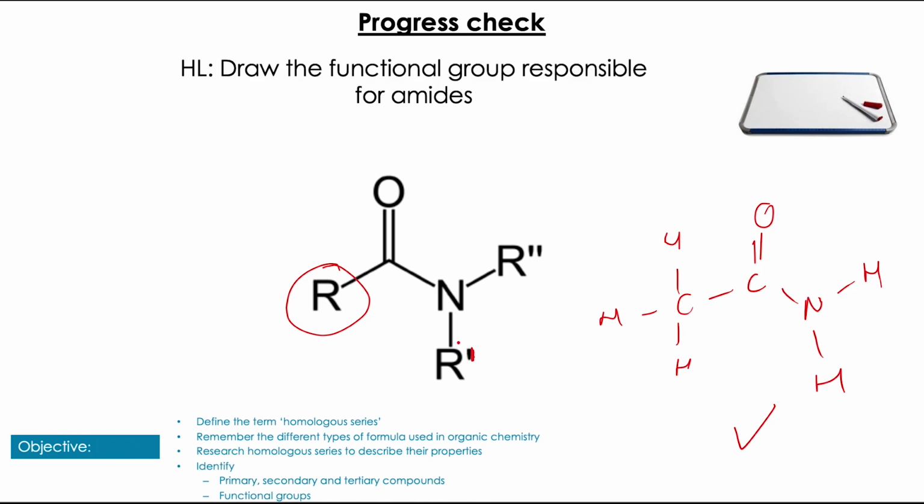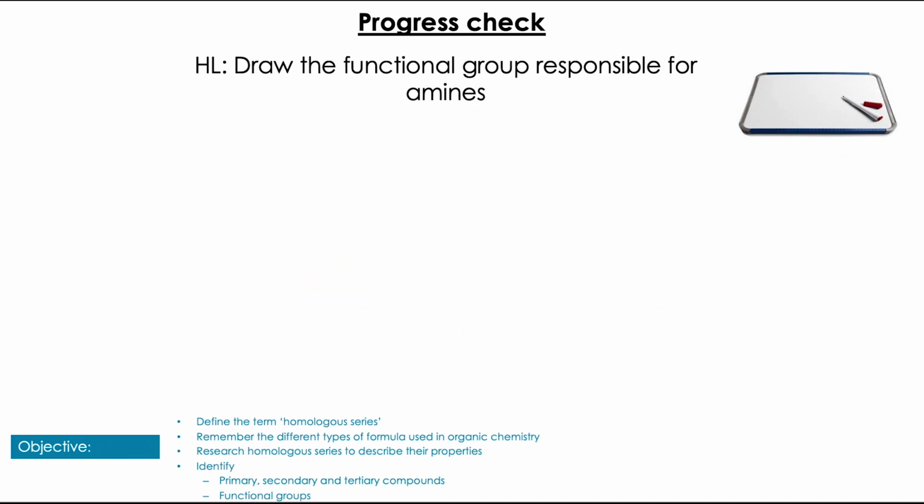These R groups can be the same or they can be different, and just like with alcohols and halogenoalkanes, the more carbon chains that are attached to this nitrogen, we have primary, secondary and tertiary amides when there is the correct number of carbon chains. Okay, try this one then. Amines. Pause the video.